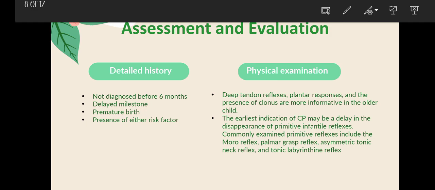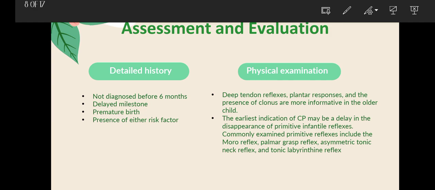So, what we are going to assess: we ask the parents if there is a delay in the milestones of the patient. For example, milestones are neck holding, which is the first milestone, then sitting, crawling, standing, etc. So in patients suffering from cerebral palsy, there is a delay in the achievement of these milestones.